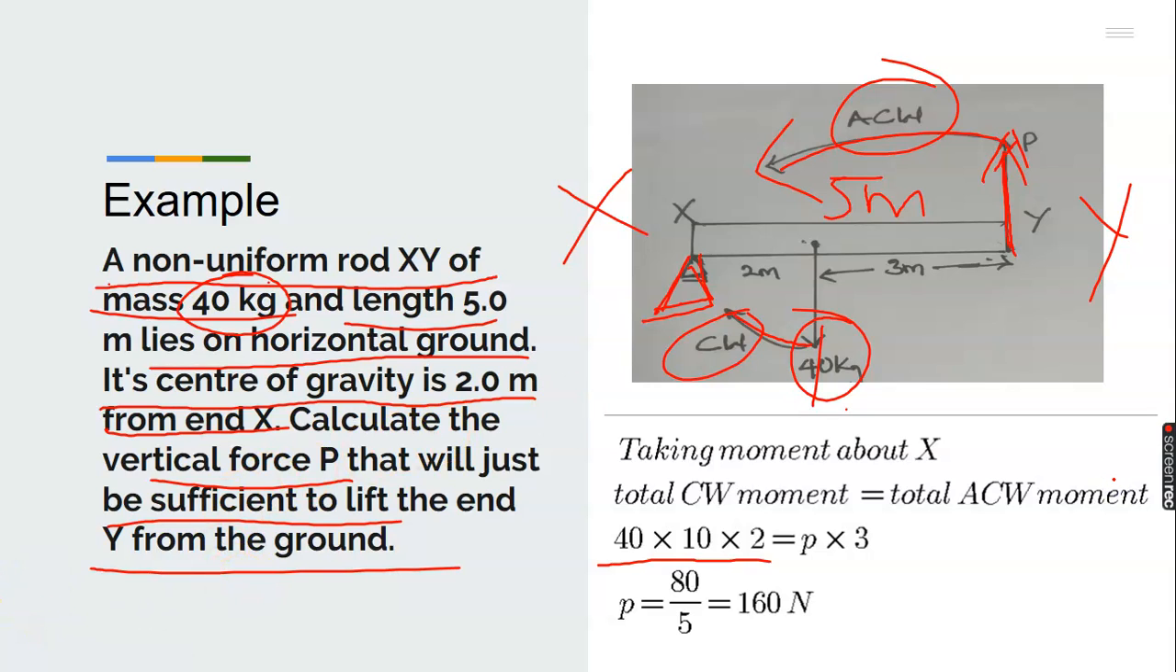Equals anti-clockwise moment. That is, from here to here is 5. That means here should be 5 and not 3. Now, P equals 4 times 10 times 2. That is 800 divided by 5 equals 160. This place should be 800 and not 80. Now, our P equals 160 Newton.